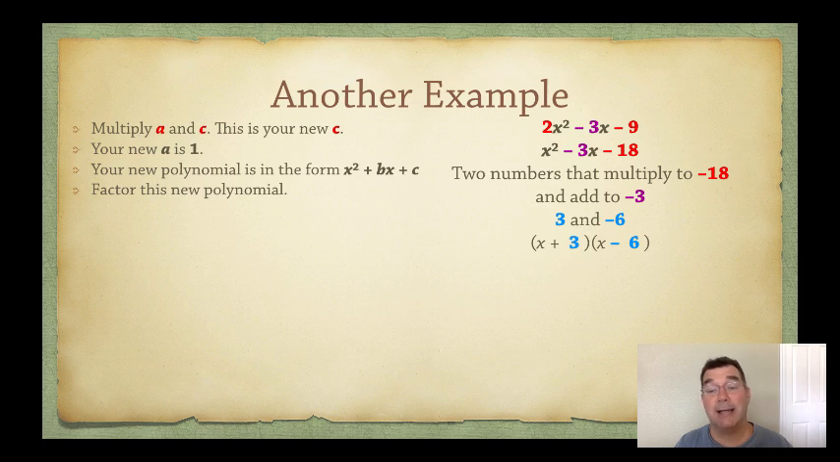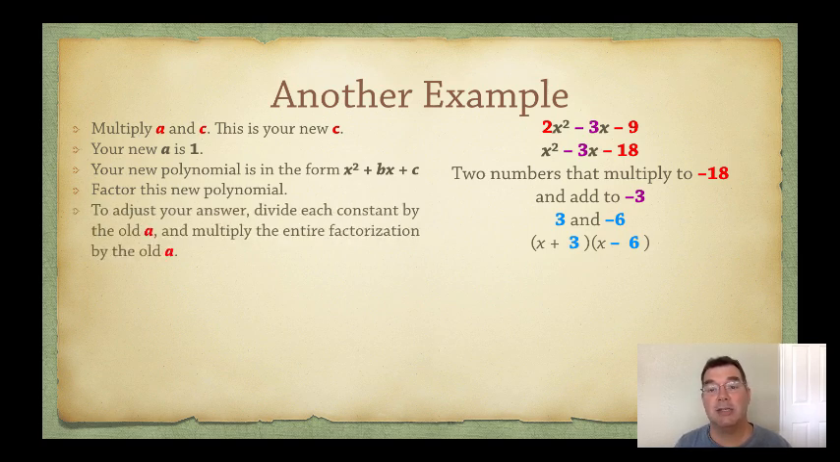That's not the real one. I need to adjust. And so I look back at the lead coefficient that I started with. That was a 2. So I'm going to divide each of those constants by 2. So 3 becomes 3 over 2, and 6 becomes 6 over 2. And I remember to stick a 2 out in front. And so there's my factorization. It's just a little messy.